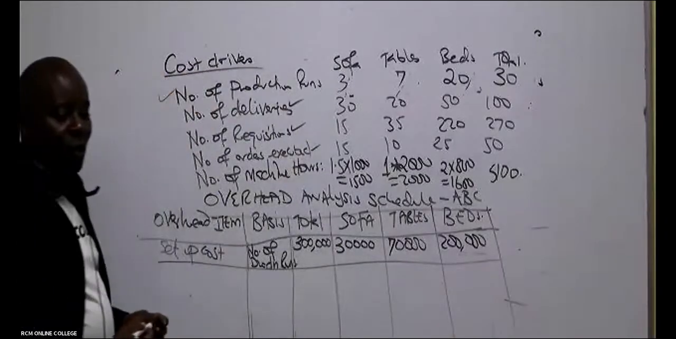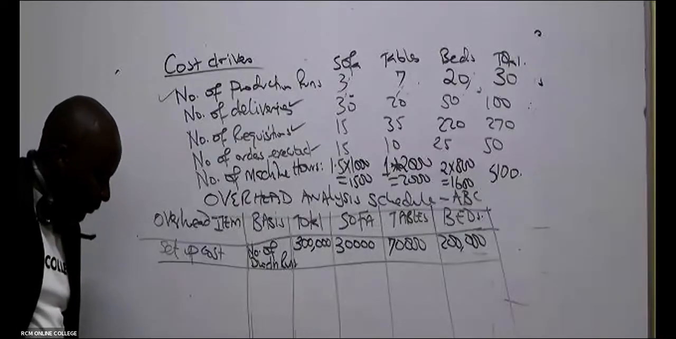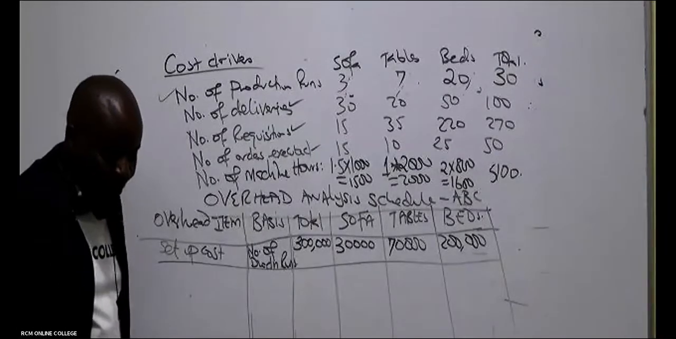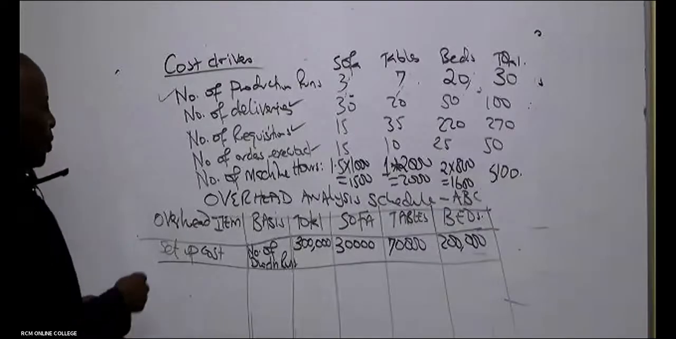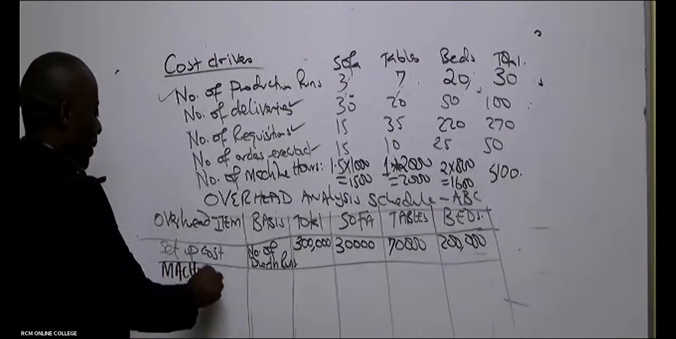Can we take on the second one? The second one is known as who? Machine cost. So you write here, machine. Is it a machine or a machine?